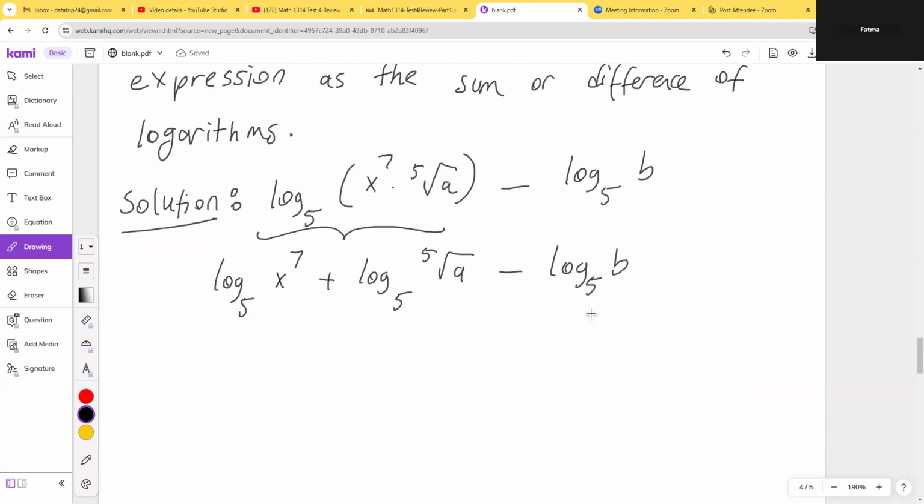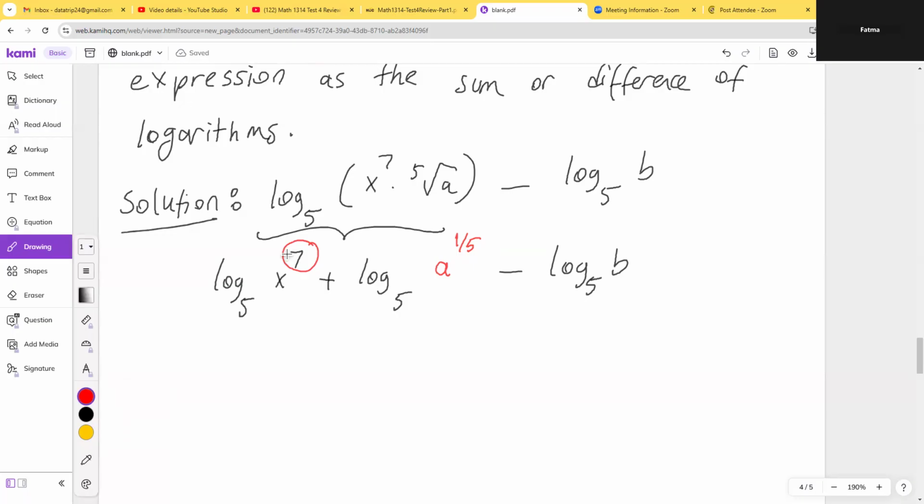One last thing we have to apply is the power rule, right? What's the power rule? Whenever a logarithmic function gets a power, where does the power travel to? To the front, right? This is easy, but we have to rewrite the 5th root of a to apply the power rule. So instead of 5th root of a, I have to do a magic here. 5th root of a is the same thing as what? A to the power of 1 over 5. All radicals can be expressed as a fractional power.